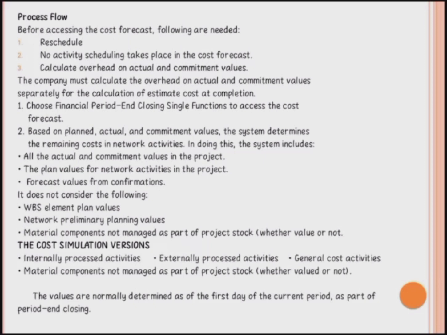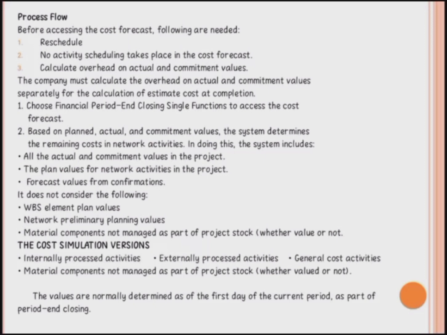First, choose financial period and closing, single function, to access the cost forecast. One can run the cost forecast in individual or collective processing. Second, based on plan, actual, and commitment values, the system determines the remaining cost in network activities. In doing this, the system includes all the actual and commitment values in the project, the plan values for network activities in the project, and forecast values from confirmation.